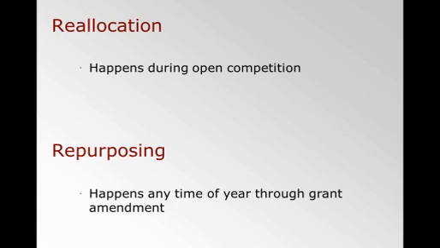First of all, the timing is a very important difference. Reallocation only happens during the competition for the Continuum of Care Notice of Funding Availability. So it's just that 2-month or so period where you are doing reallocation. Whereas repurposing, doing a contract amendment to change a program, gets done pretty much any time of year other than during an open competition. So the timing is very different in those.